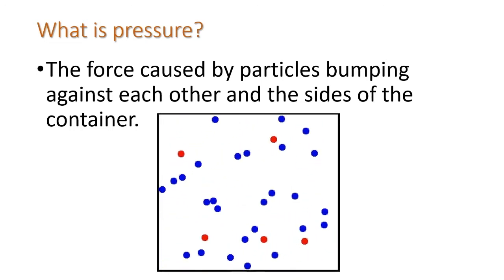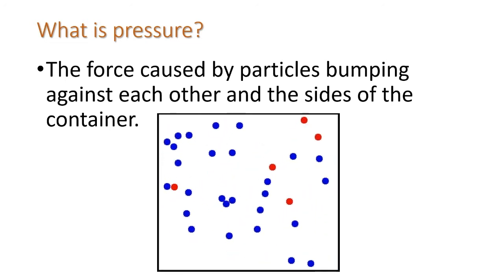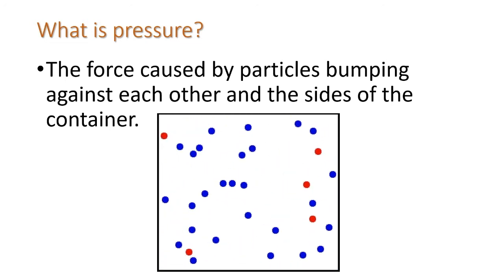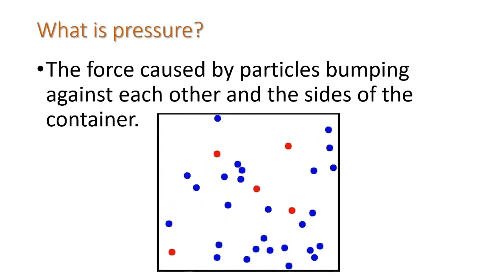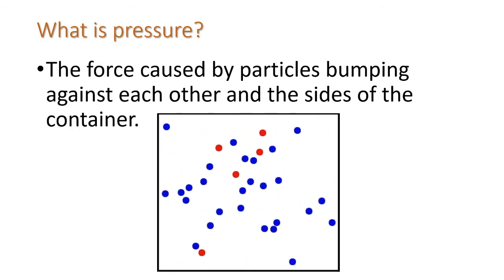Think of these blue and red particles as being gas particles. They are constantly moving and they are bumping into one another as well as the sides of the container. That explains what pressure is.